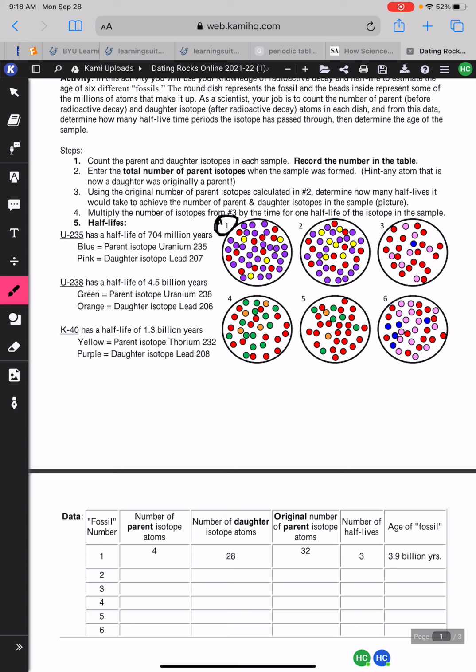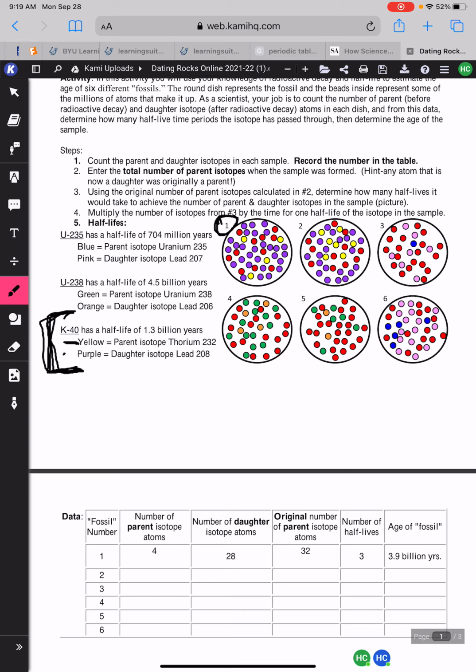This sample is like our fossil or something, and the different dots in it are our atoms and different isotopes found in there. For this number 1, we're down here, and we know that it is K40. Remember, K is potassium. So this is different potassium atoms in number 1. We know that the yellow ones are our parents. Parents are ones that haven't undergone radioactive decay yet. They're the ones that are still in an unstable state.